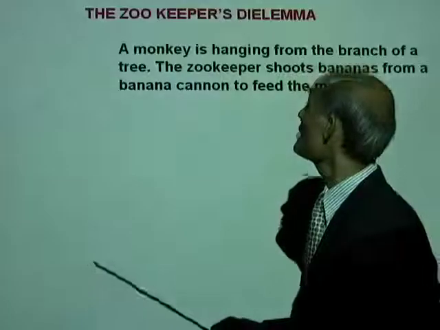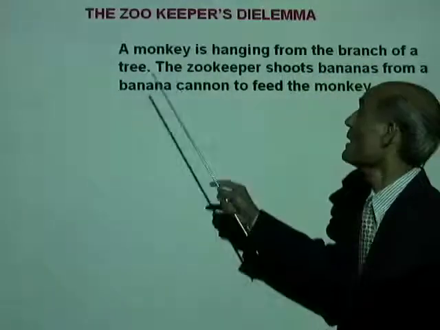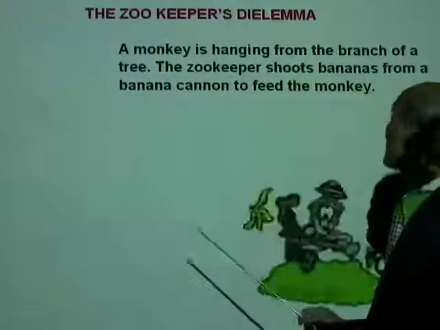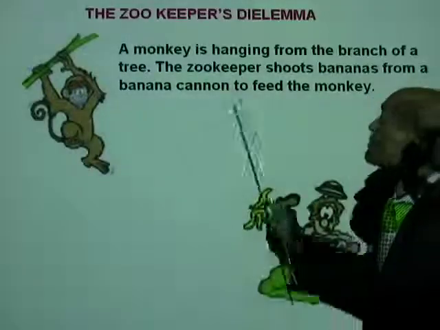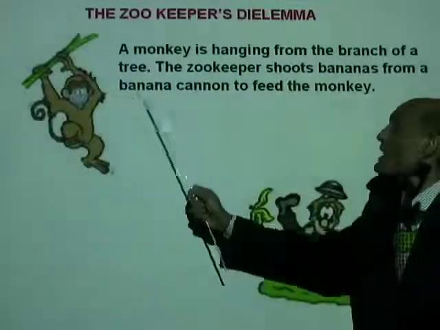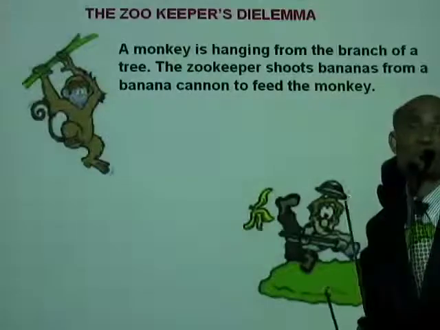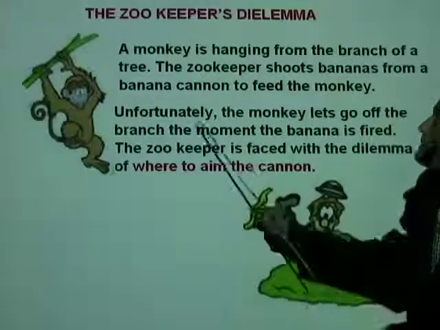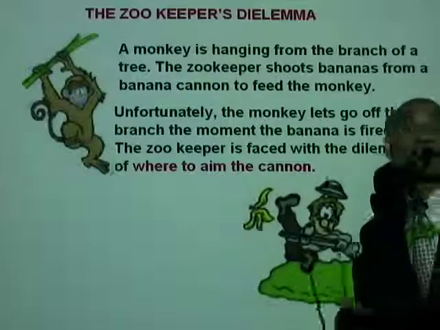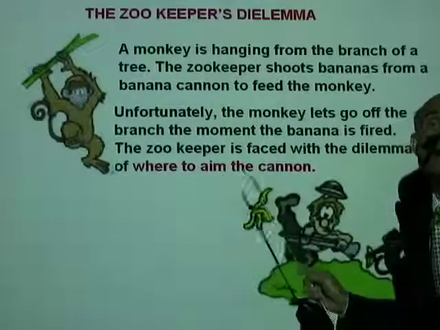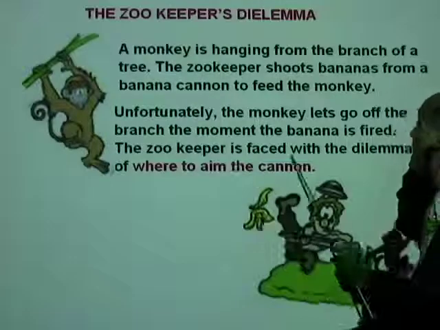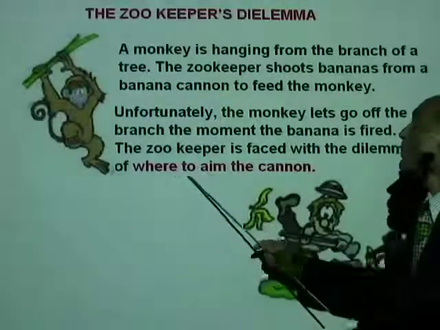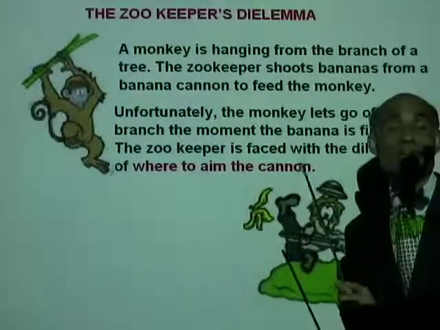Now, here is the zookeeper's dilemma. A monkey is hanging from a tree branch, and the zookeeper shoots a banana at the monkey. Now, the problem is, unfortunately, the monkey lets go of the branch the moment the banana is fired. The zookeeper is faced with the dilemma of where to aim the cannon.